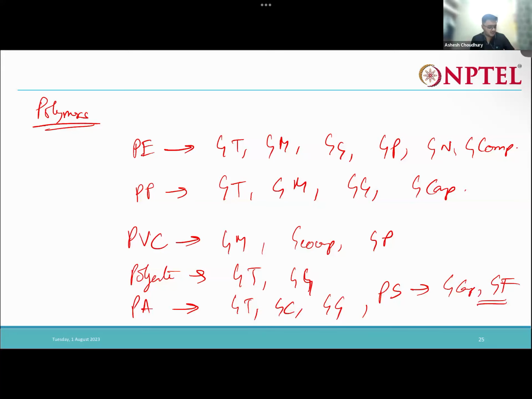Then we have polystyrene. Polystyrene is used for geocomposites and geofoam. So geofoam, what is geofoam? We did not discuss geofoam earlier, so I'm discussing it now. You have seen thermocol, right? So geofoam is something similar to thermocol. A very lightweight foam kind of material, it has high compressive strength, and it is very light. So these are very often used to construct embankments and as backfill material in retaining walls.